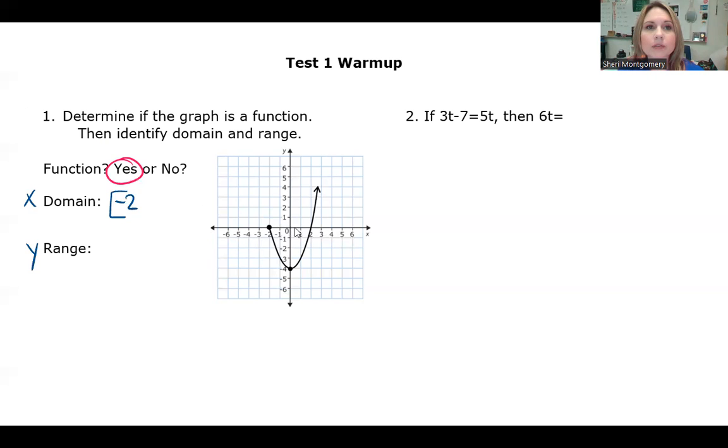And then along the x value, when do I stop? Well, my graph kind of stops right here-ish, but that arrow tells me it's going to keep going. So as it keeps going, it's infinity. And infinity always gets parentheses.